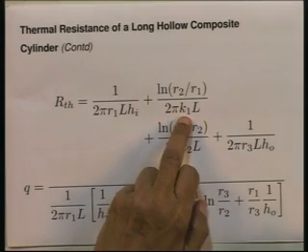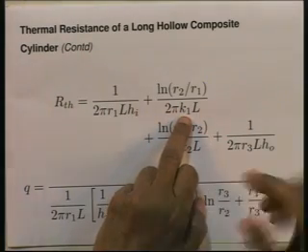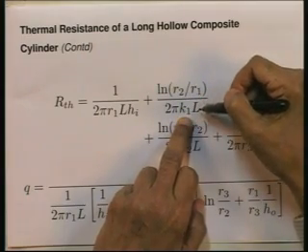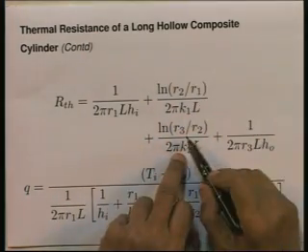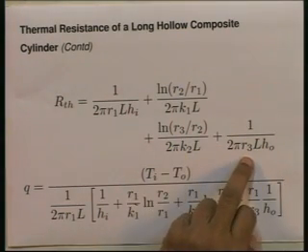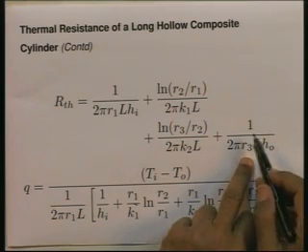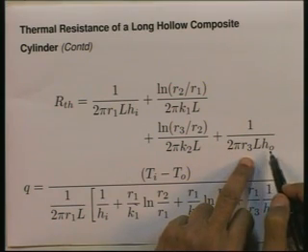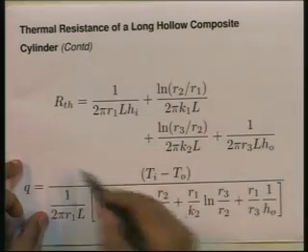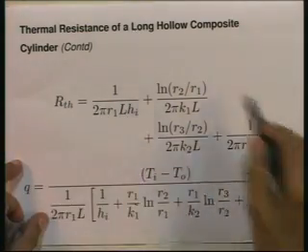Second, thermal resistance of the first inner cylinder, log to the base e R2 by R1 divided by 2 pi K1 L. Second cylinder, log to the base e R3 by R2 over 2 pi K2 L. And finally, the thermal resistance on the outermost face, 1 upon h_o into 2 pi R3 L. That is the total thermal resistance of the composite cylinder.